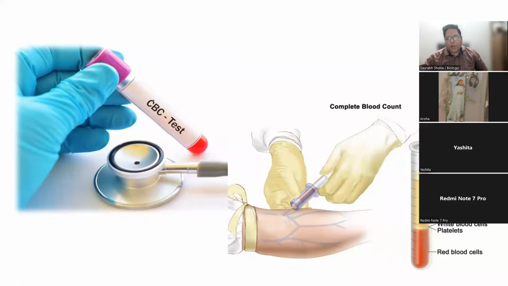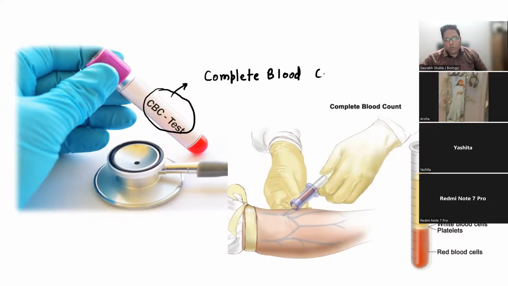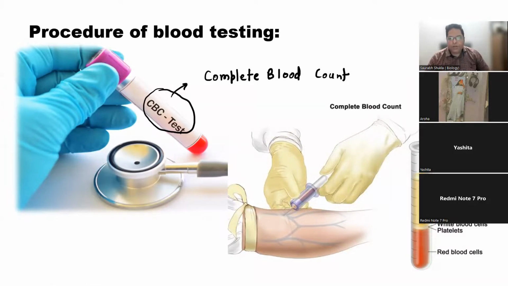So child, Aroha, Yashita and other students, can we say a typical blood test report is called a CBC test? Yes or no? Complete blood count. Yes. So the CBC test is the typical blood test report for the examination of all factors or components present in your blood. Definitely, it's a complete blood count. So do you want to see a typical blood count? I'm ready to share here.